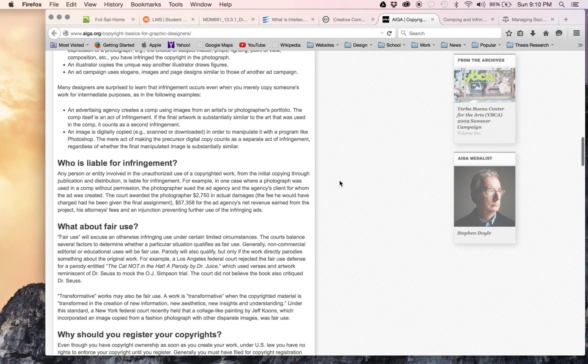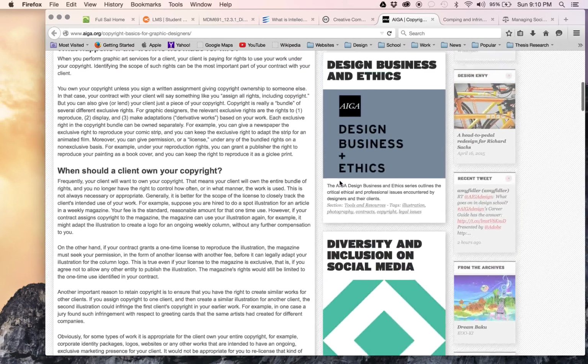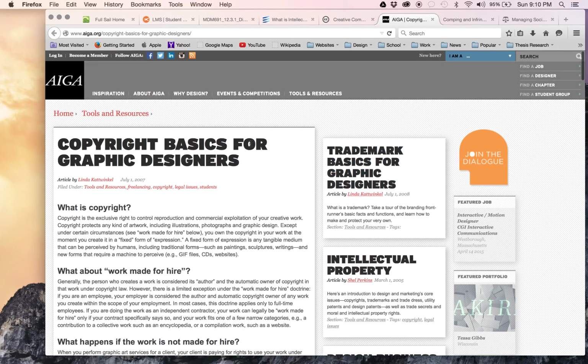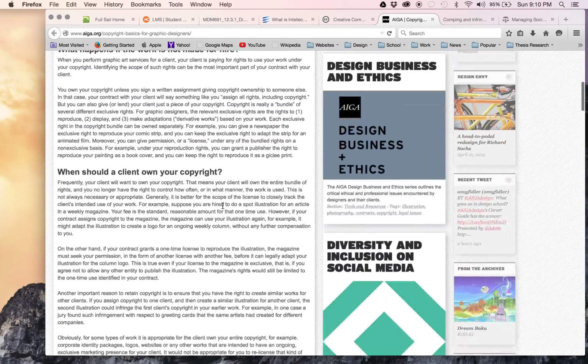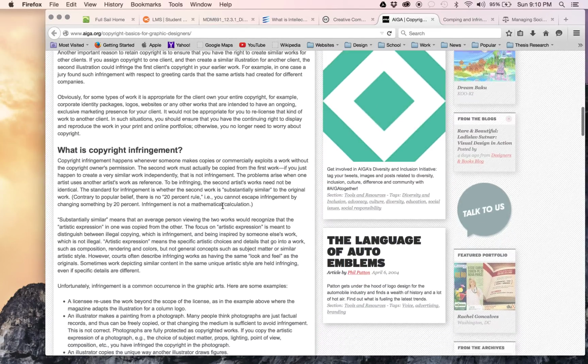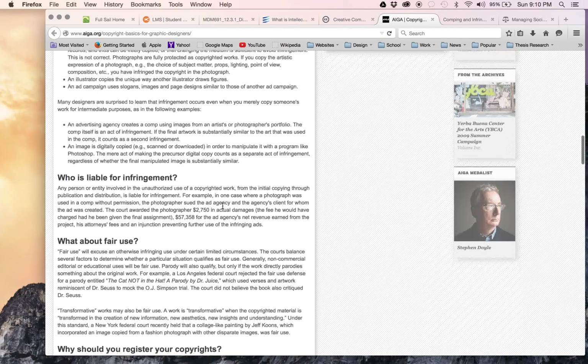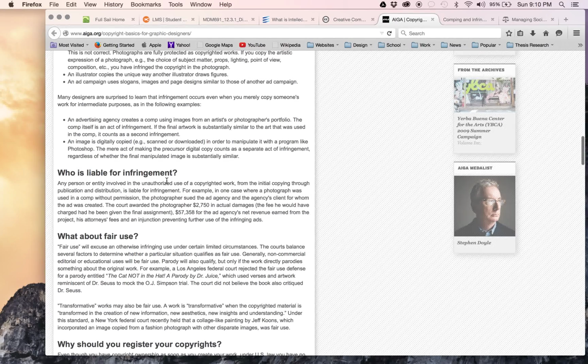And strangely enough, as I was reading through the AIGA site, here we see copyright basics for graphic designers. As we were reading, I noticed something down here. Who is liable for infringement? And if we read this entire paragraph, it says any person or entity involved in the unauthorized use of a copyrighted work from the initial copying through the publication distribution is liable for infringement. There's a part in here. Now, all of this is actually plagiarized.